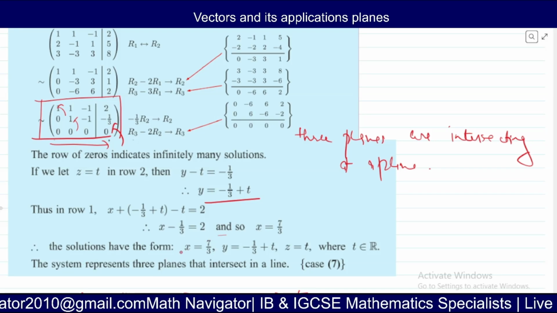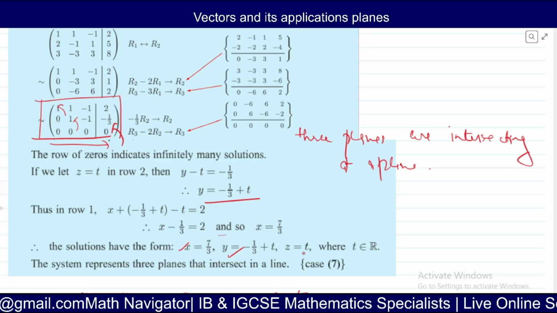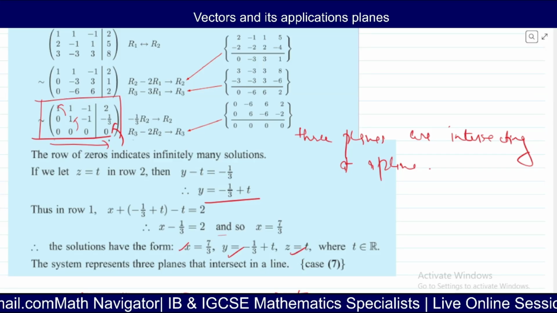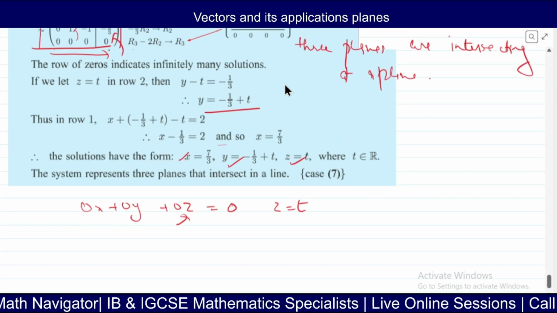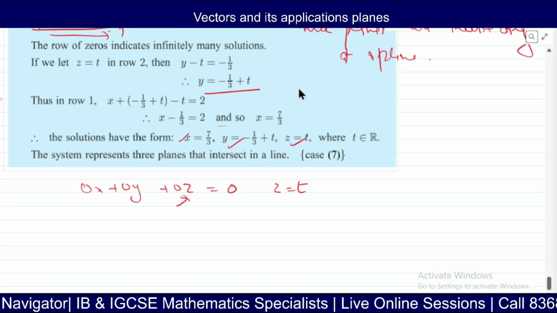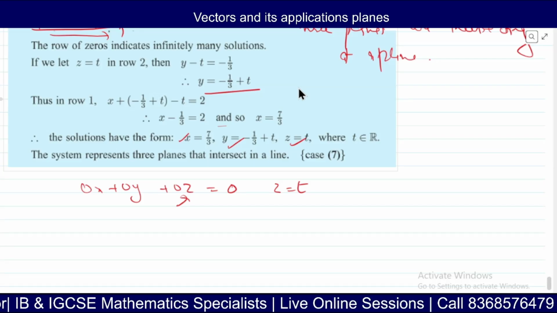So now you have the solution: x is equal to 7 by 3, y is equal to minus 1 by 3 plus t, and z is equal to t, which is the equation of a line. So that means these three planes will meet at a line. I hope this is clear.